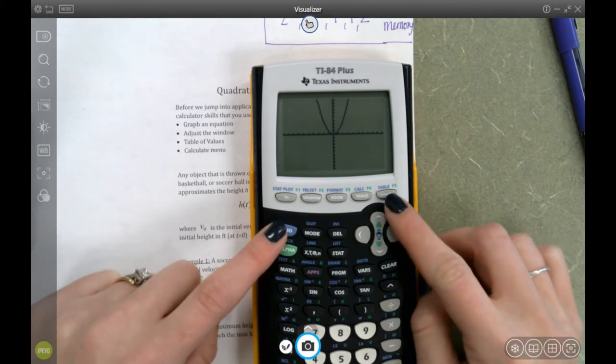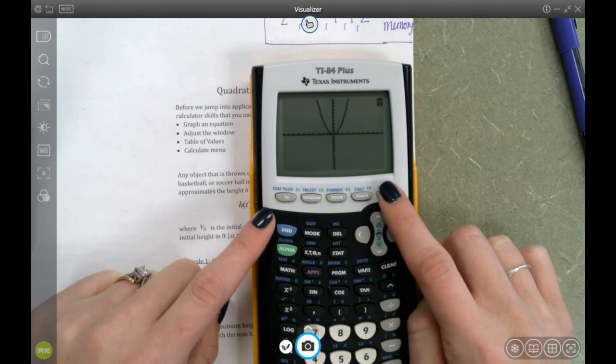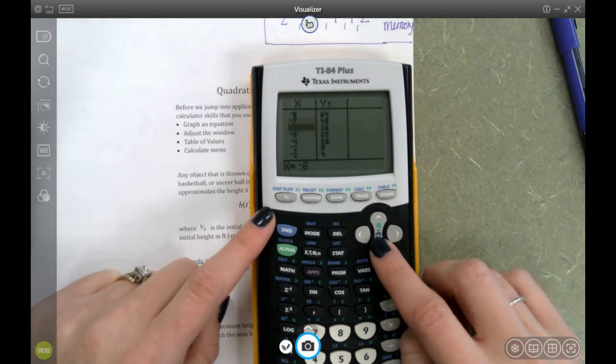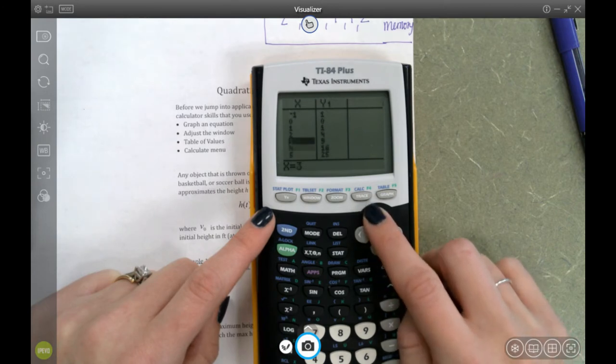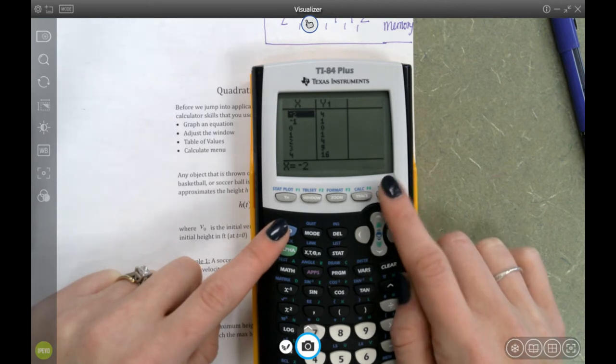Okay, your calculator also shows you the table. If you do second graph, it'll show you a table of values forever and ever in both directions. So second graph shows you the table of values.